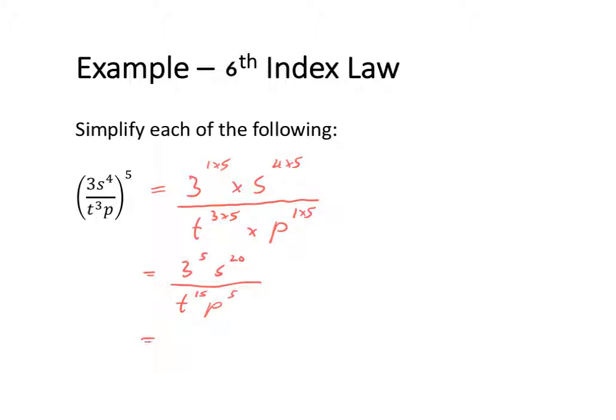And that's going to equal 243 s to the power of 20 over t to the power of 15 p to the power of 5. So there are 3 examples of how we apply the sixth index law.